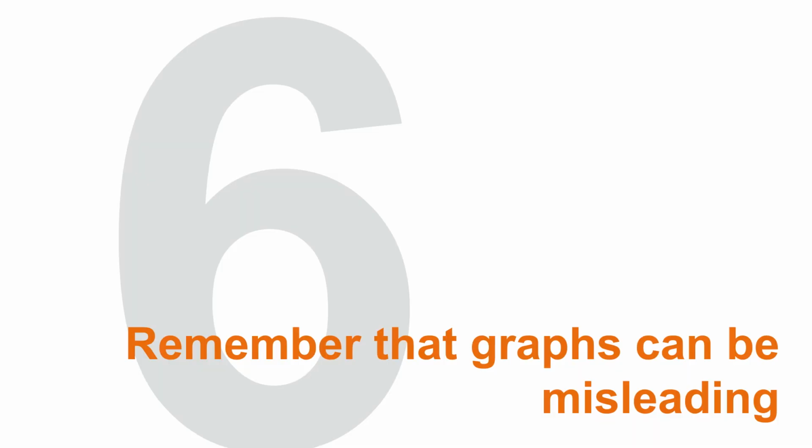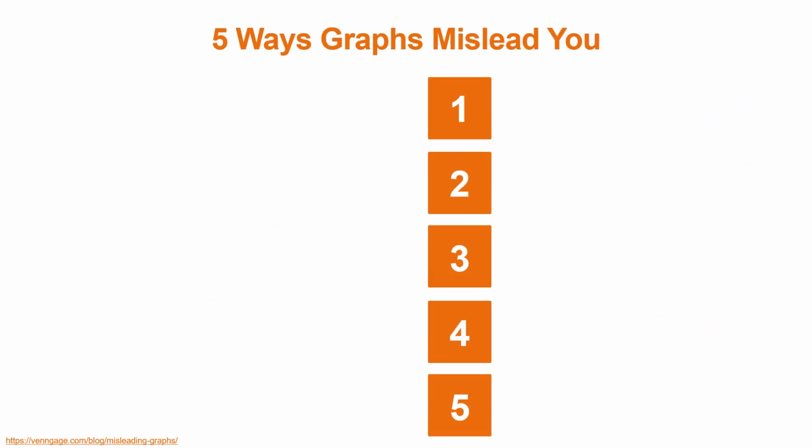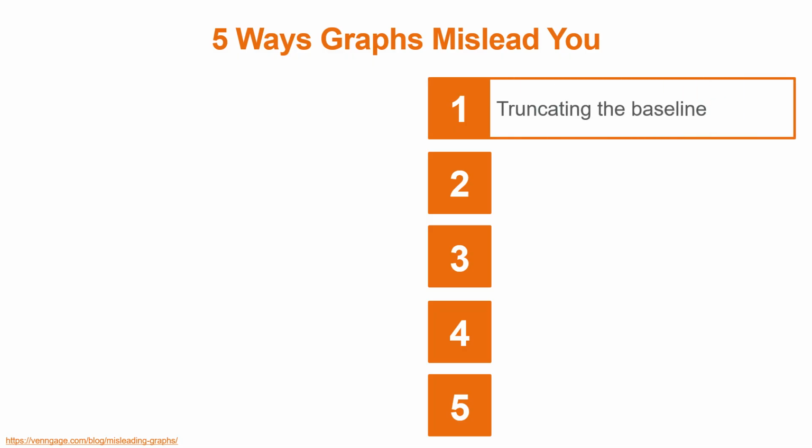And lastly is number 6. Don't forget that graphs can be designed to be misleading to the reader. Let's look at 5 ways that graphs can be misleading. First is truncating the baseline. In most cases, the baseline for a graph is 0, but writers can skew how data are perceived by making the baseline a different number. This is known as a truncated graph.